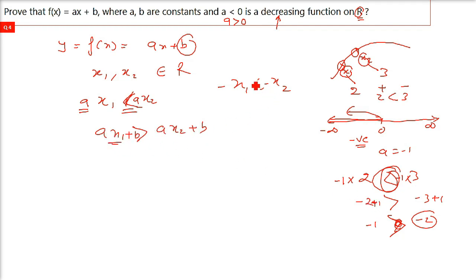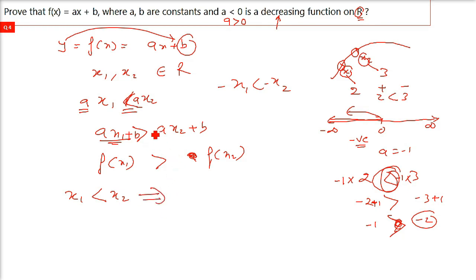But what is this? Initially I told you ax1 plus b is f(x1). It is the value of the function at x1. What is ax2 plus b? It is f(x2). So we started with x1 less than x2 and we found that when x1 is lower than x2, the value of the function at x1 is actually greater than the value of the function at x2.